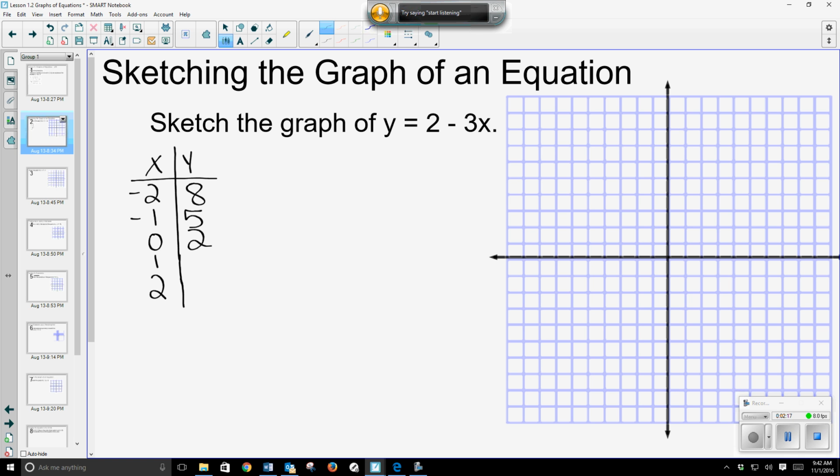1 would, what? Negative 1. And what, negative 4? Wait. Negative 4? What? Okay. So plot the points. Negative 2, 8. 1, 2, 3, 4, 5, 6, 7, 8. Negative 1, 5. 1, 2, 3, 4, 5. 0, 2. 1, negative 1. 2, negative 4, 1, 2.